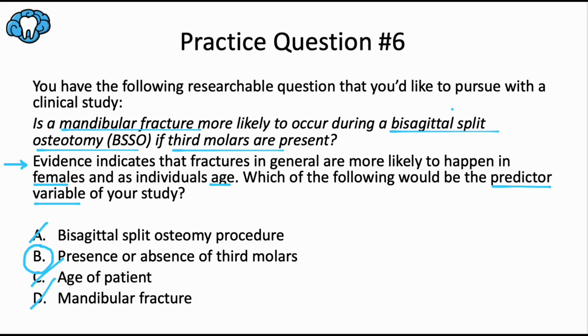So again, predictor variable is presence or absence of third molars, which is the correct answer. Outcome variable is mandibular fracture. Confounding variable is age of the patient. And then the BSSO procedure is simply a constant in this study design.